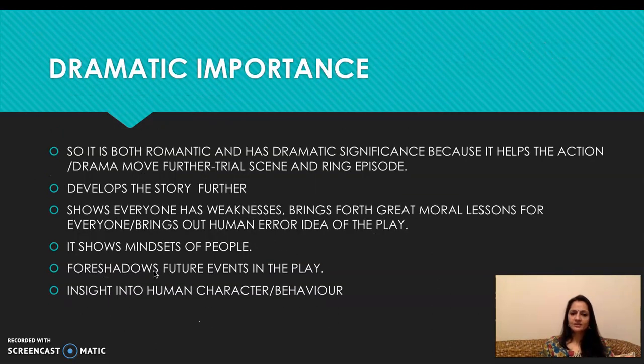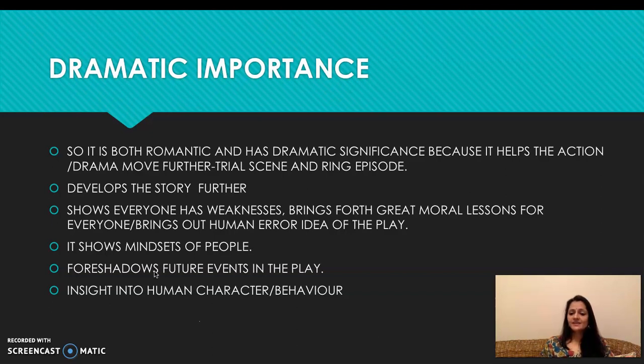Now, another dramatic importance is that it is both romantic and it has dramatic significance, because it helps the action of the play move further. After the casket scene follows the great trial scene, and the ring episode, which are another two very important scenes of the play. It develops the story further. After the casket scene, the story gets developed, the action gets developed, it evolves.